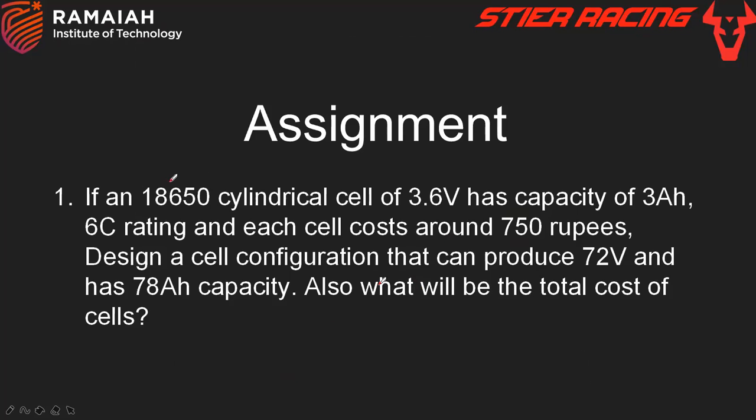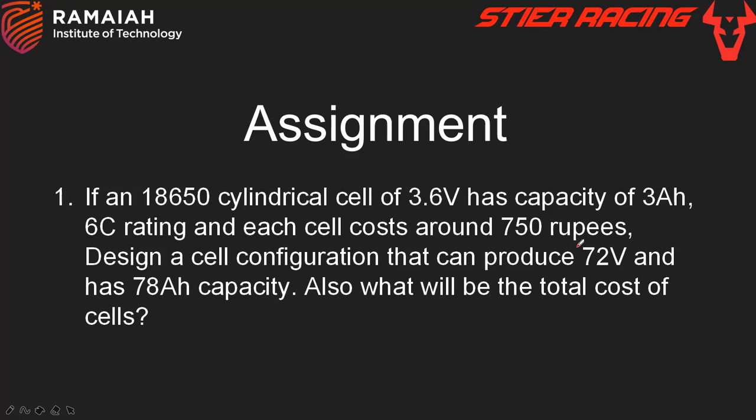So, assignment question. Don't be afraid by looking at these values and all, I'll explain this question. If an 18650 cylindrical cell, 18650 is nothing but a type of cylindrical cell, has a voltage of 3.6 volt, and has a capacity of 3 ampere hour, and it is rated as 6C rating. That means I can draw 6 into 3, 18 ampere current for 10 seconds. I can draw 18 amperes of current out of this small battery, and each cell costs about 750 rupees.